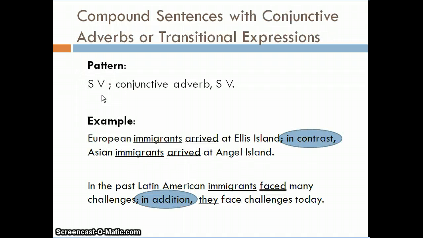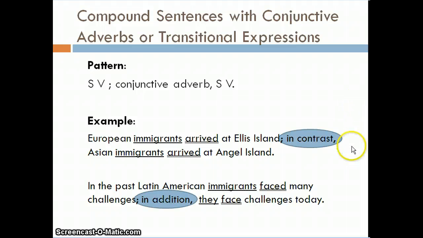Our third type of compound sentence is using conjunctive adverbs or transitional expressions. So these are words and expressions like in contrast, in addition, however, therefore, consequently, subsequently, nevertheless, furthermore, and expressions like that. When we use a conjunctive adverb, we need to use a semicolon before the conjunctive adverb and a comma after to form a compound sentence.